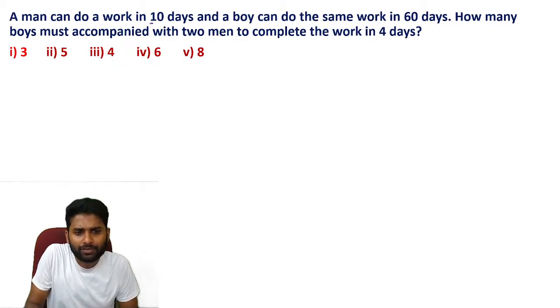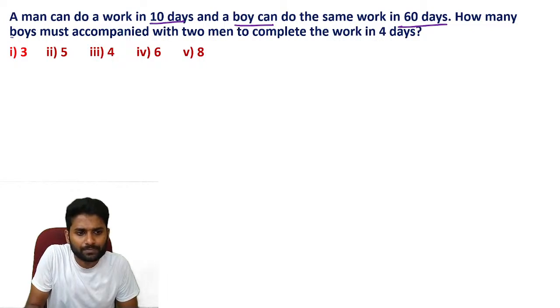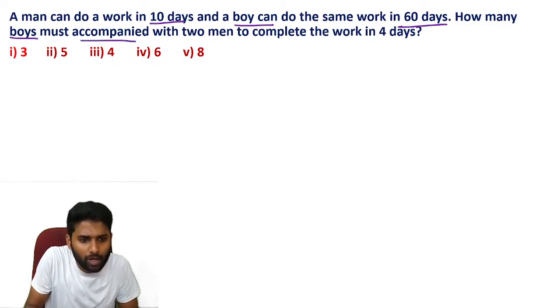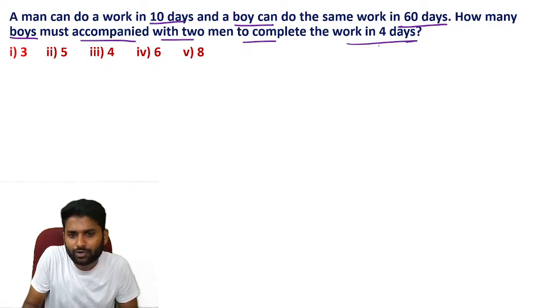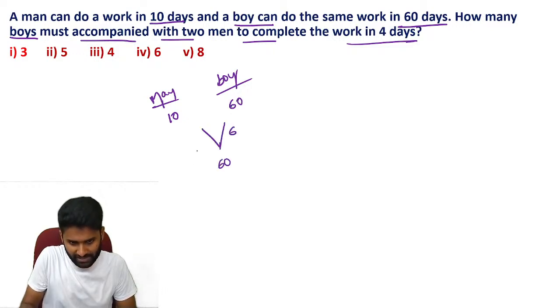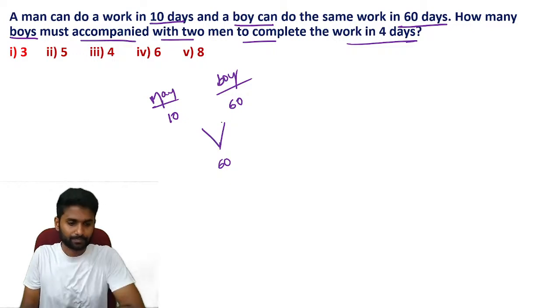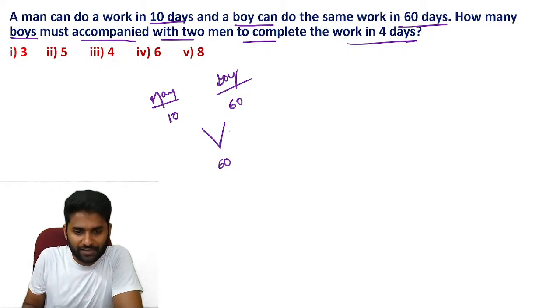A man can do a work in 10 days. A boy can do the same work in 60 days. How many boys must be combined with the two men to complete the work in 4 days? A man takes 10 days. A boy takes exactly 60 days. Here the efficiency of the boy is 1 unit, and the man is 6 units.